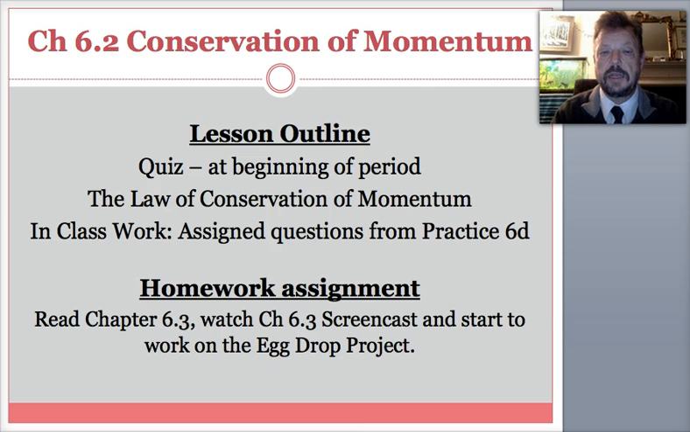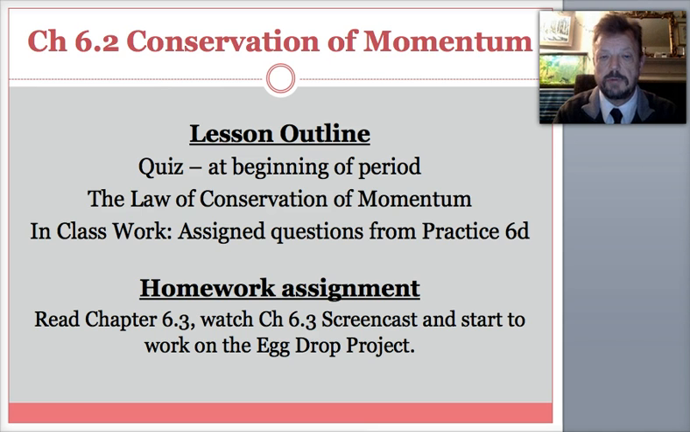A quick lesson outline. There will be a quiz at the very beginning of the period covering Chapter 6.2. We'll do some short notes on the law of conservation of momentum, and then the rest of the period will be spent working on the assigned questions from Practice 6D. Your homework assignment is to read Chapter 6.3, watch the 6.3 screencast, and start to work on the egg drop project.